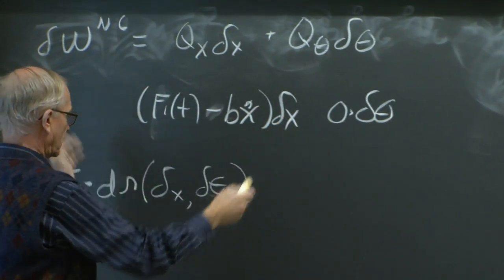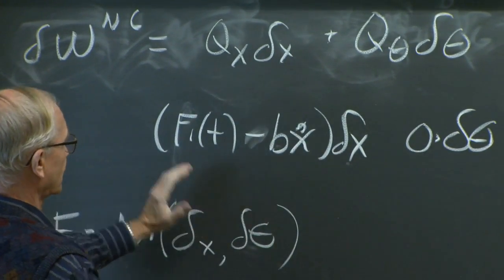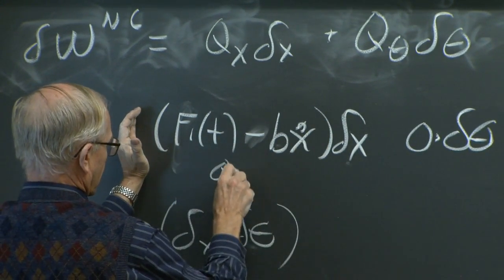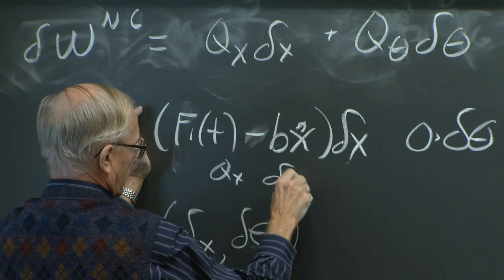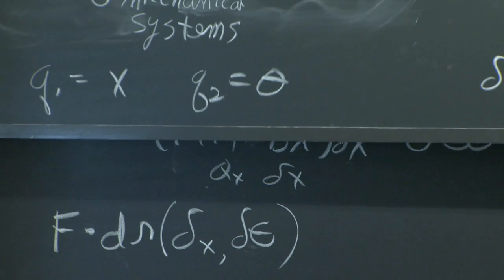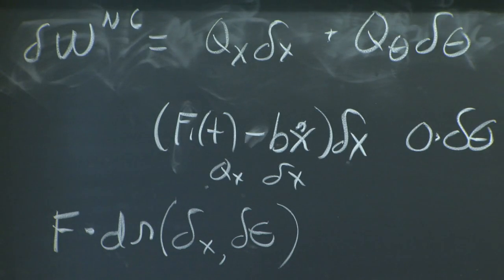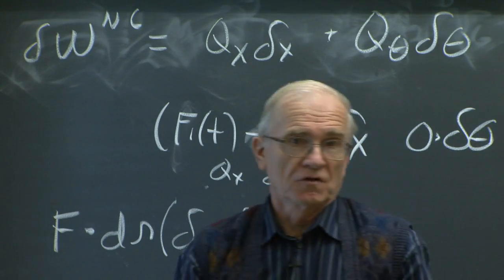And the total virtual work done is that, and you assign each piece to its appropriate equation. So this is Qx delta x right here. Qx belongs up here, the sum of these things equals Qx. And in the second case, for the theta equation, it's equal to zero.